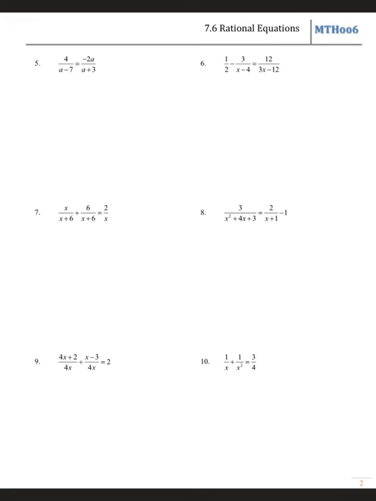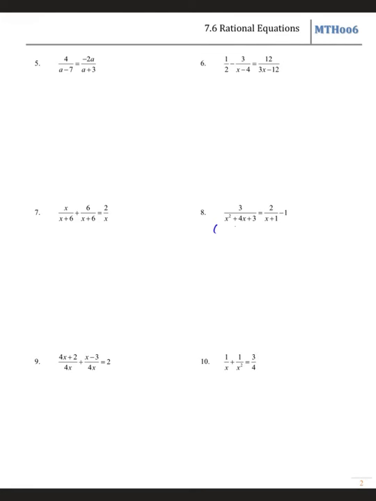So let's see here. I don't know if any of them are harder than the others. Maybe number 6. We'll look at number 6. 6 or 8. Well, actually, let's look at number 8. We'll look at number 8 together. The hardest part here is just going to be finding your least common denominator. In number 8, what you'd have to do is factor this denominator first.